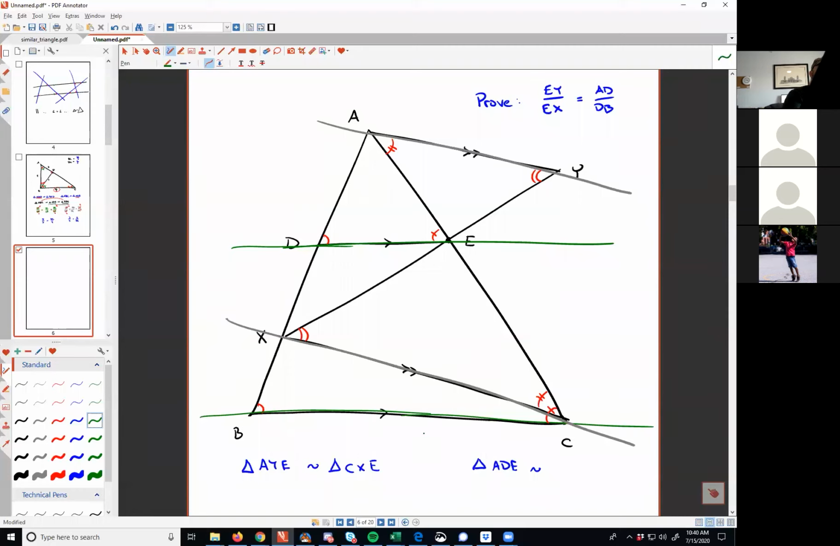I see that angle ADE is equal to angle ABC. And I also see that angle AED is equal to angle ACB. So triangle ADE is therefore similar to what triangle? Triangle ACB.